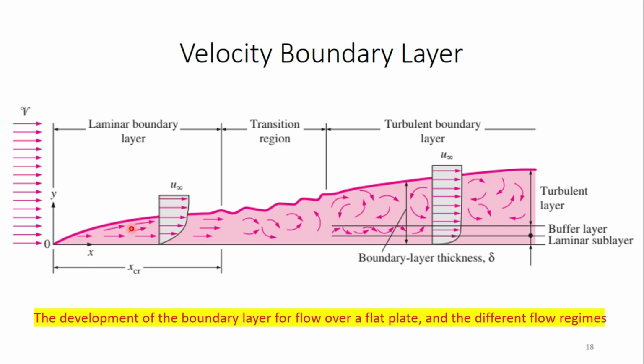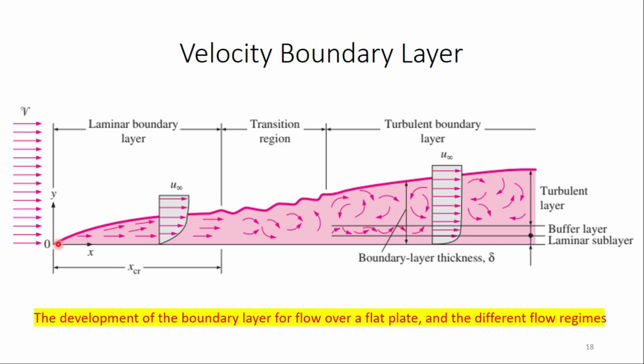Starting the discussion, we will assume that this is the starting point of the plate and also the starting point of our xy coordinate. The x coordinate is measured along the plate surface from the leading edge of the plate in the direction of the flow. So this is the leading edge or starting edge of the plate and the fluid is moving in this direction. The x dimension starts from this point and increases from left to right. Similarly, y is measured from the surface in the normal direction.